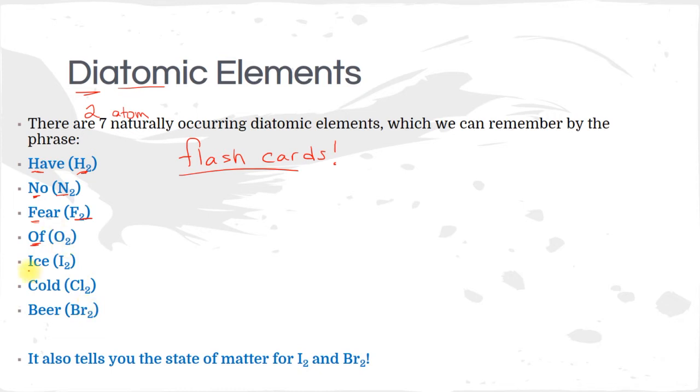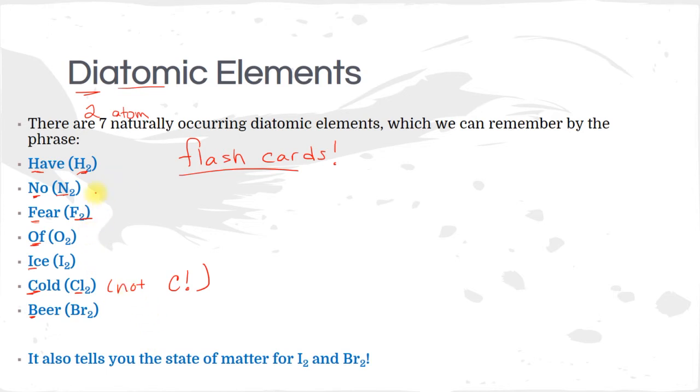O is oxygen, I is iodine, C is chlorine. A lot of people confuse this with carbon. I'm not sure why. Carbon is not a diatomic element, only chlorine is. And finally, beer. There's a lot of B elements in the periodic table, so it's bromine. It's not boron or beryllium or any of the other ones, okay?